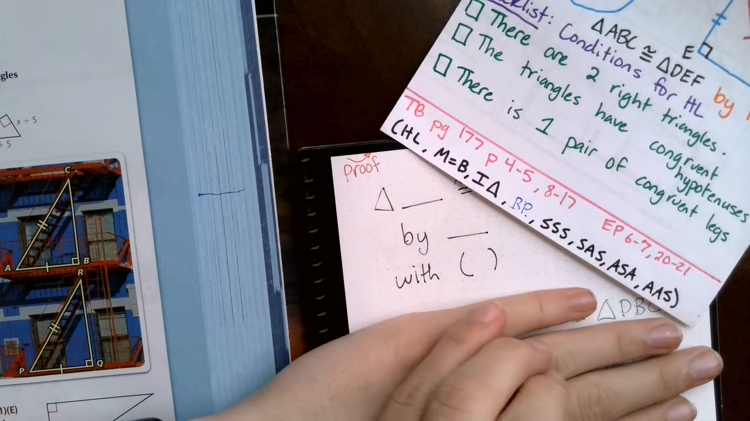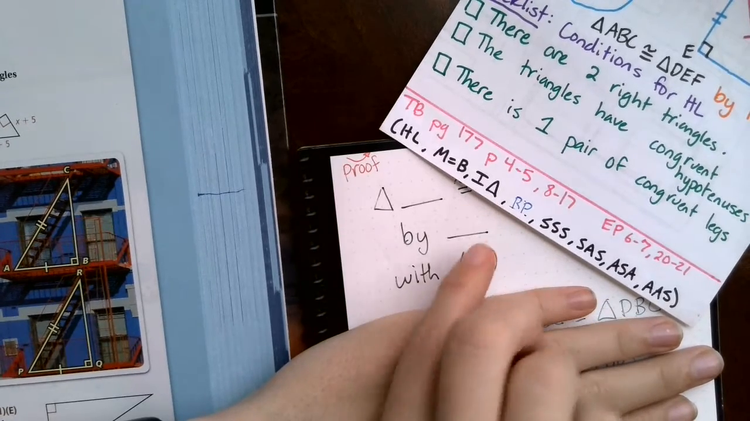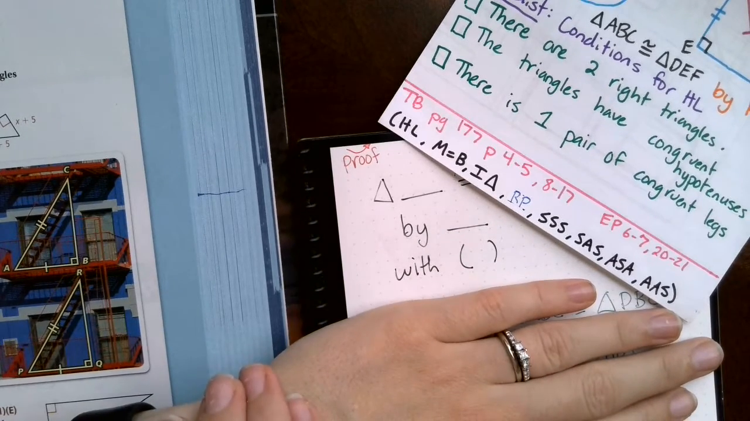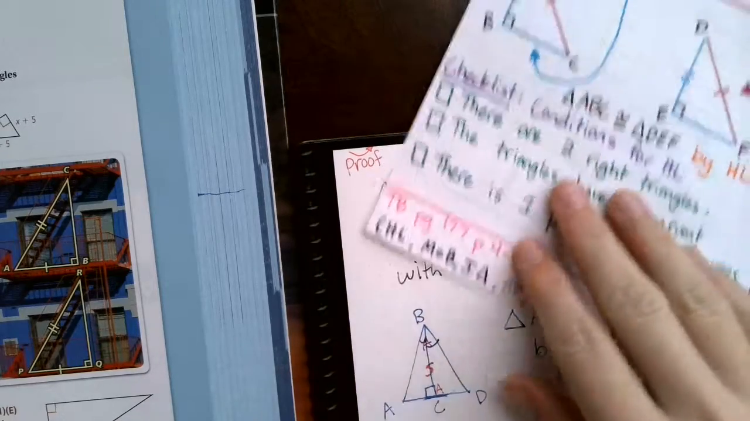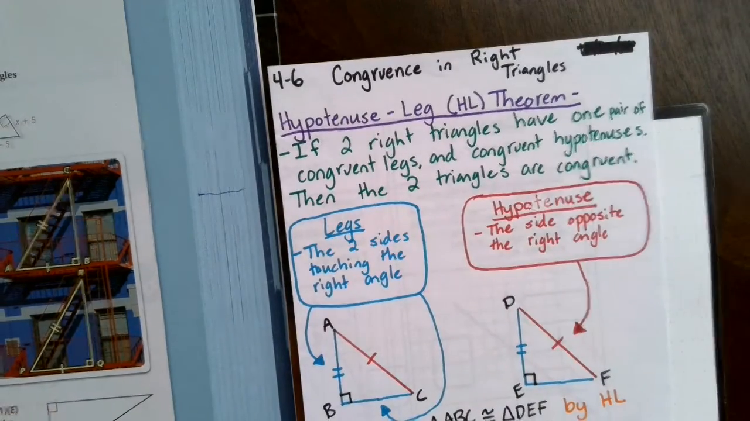Math Excel is also an option here. You just select all of these things in drop-down menus. And that's what 4-6 congruence in right triangles is all about.